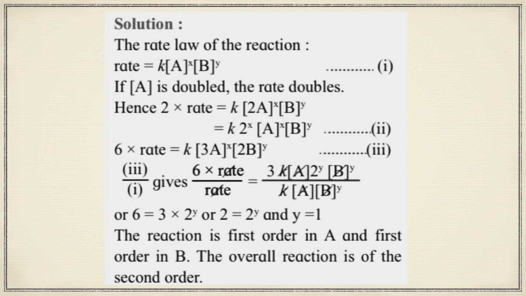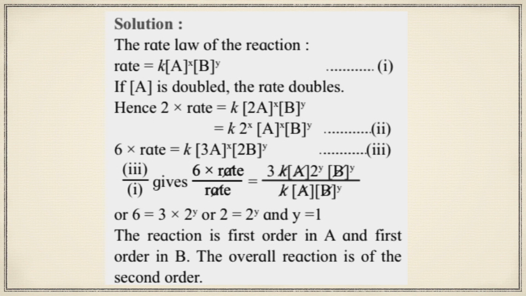So first we are going to write down the rate law for the reaction. So rate is equal to K into concentration of A raised to X into concentration of B raised to Y. So we'll write down this as equation number 1. Now if A is doubled, the rate doubles. So with this we can easily understand that the reaction will be of first order with respect to A. Okay, so we can also write it as 2 into rate is equal to K into concentration of 2A raised to X into concentration of B raised to Y.